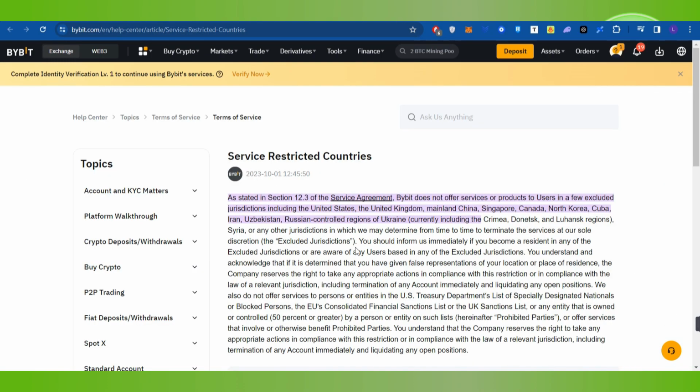According to this article from Bybit, as stated in section 12.3 of the service agreement, Bybit does not offer services or products to users in a few excluded jurisdictions, including the United States, the United Kingdom, mainland China, Singapore, Canada, North Korea, Cuba, Iran, etc. These are some of the regions in which the Bybit services are not available.